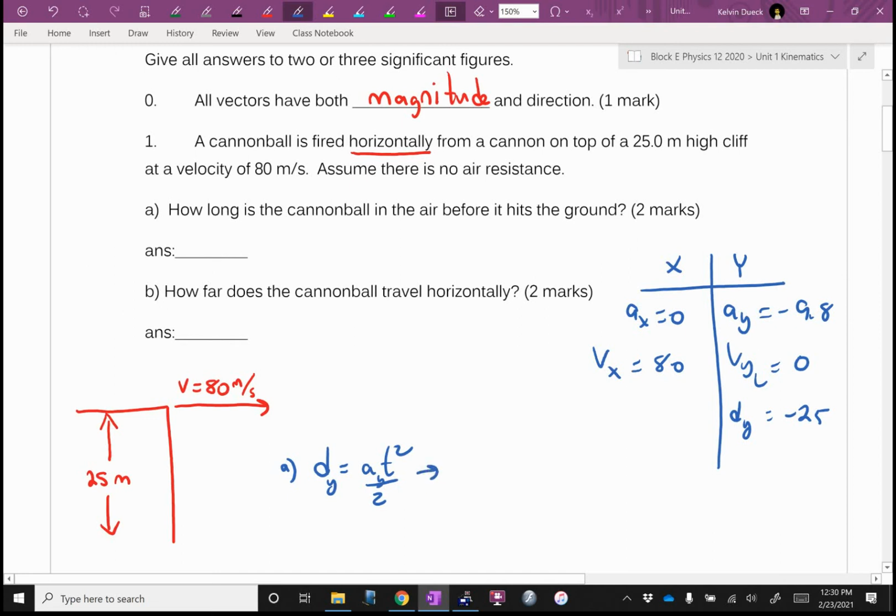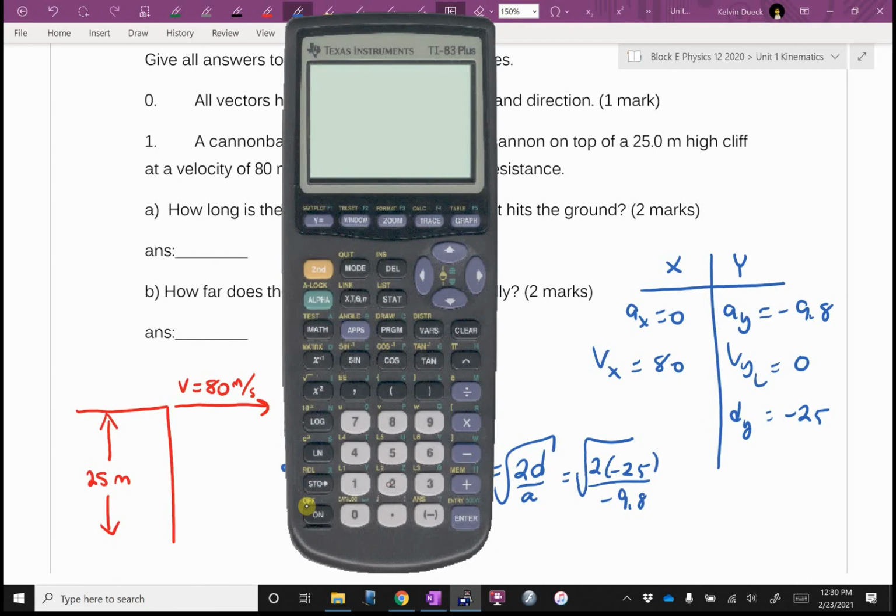By the way, you could solve this with the quadratic equation. It'll work. But I don't need to. I can get the t by itself. T is going to be the square root of 2 times d over a. It's going to be the square root of 2 times negative 25 divided by negative 9.8. You get 2.26 seconds?